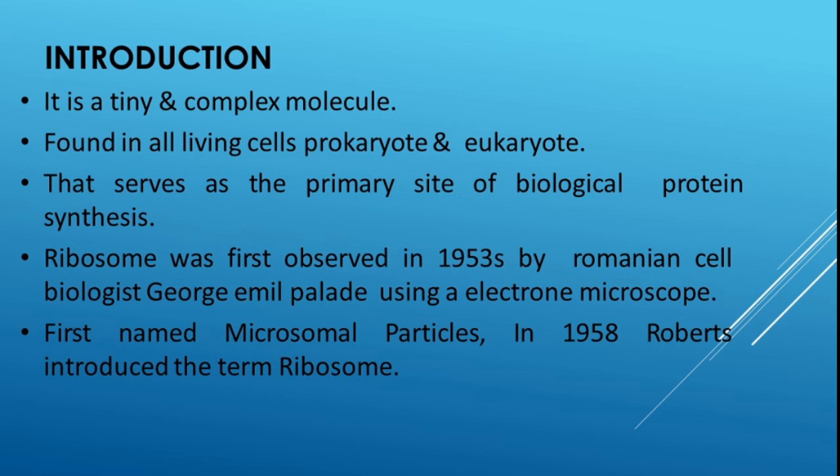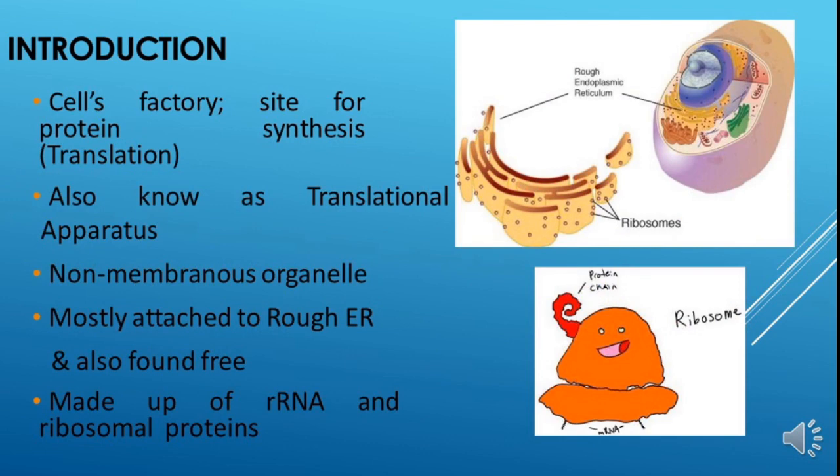Ribosomes were first discovered by Romanian cell biologist George Emil Palade using an electron microscope. This organelle was first named microsomal particles, but in 1958 Roberts introduced the term ribosome. These are the cell's factory, the site for protein synthesis.